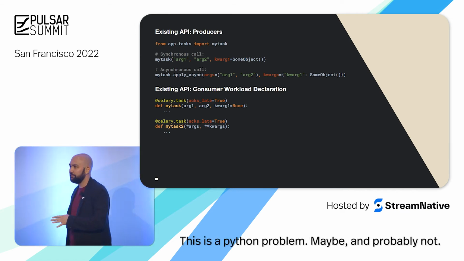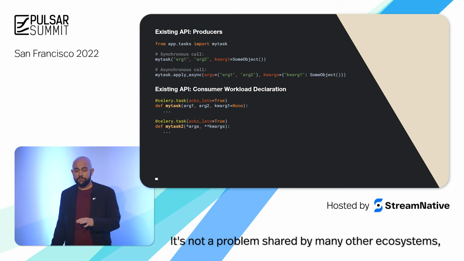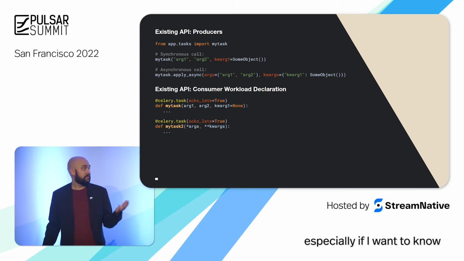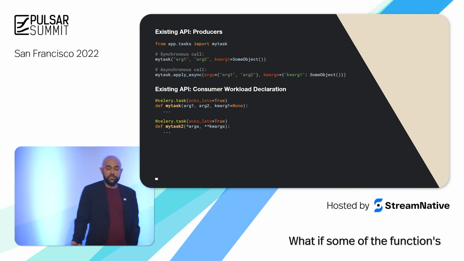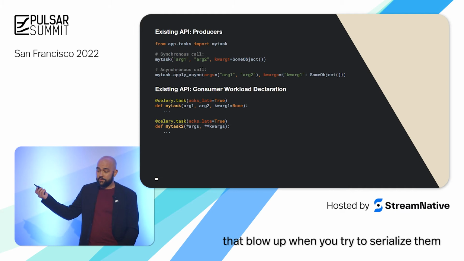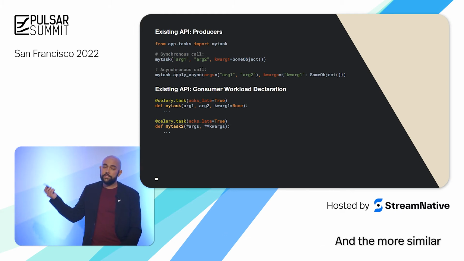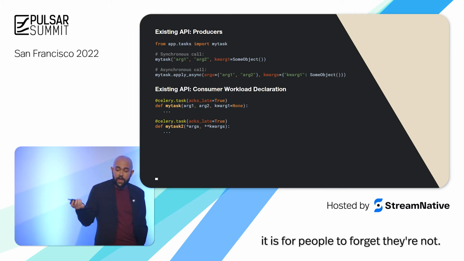This is a Python problem, maybe, and probably not a problem shared by many other ecosystems, but that can become a little bit troublesome, especially if I want to know what I want to serialize and publish to that queue. What if some of the function's arguments aren't serializable? It's really easy for complex arguments with things that blow up when you try to serialize them to make it into call args. And the more similar you make your queue consumer actions to regular functions, the easier it is for people to forget they're not.